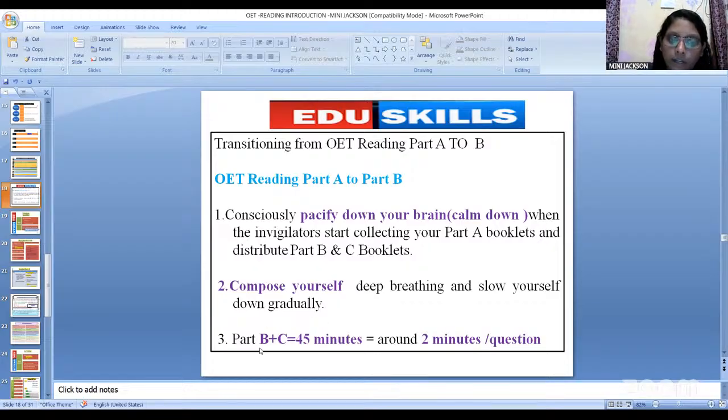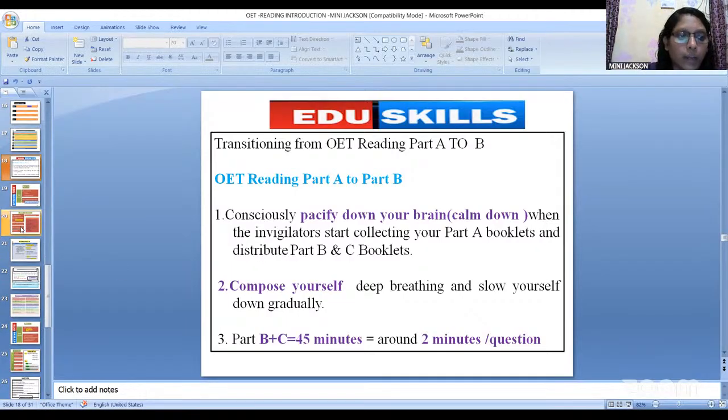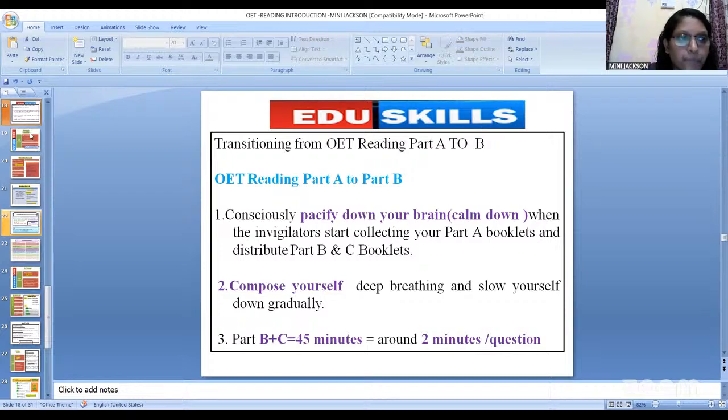We know that a total of 45 minutes is there for B and C together. Around 2 minutes will go to each question. That is your capability, and you have to practice this. While practicing, you also have to do it like this. Then only can you focus more.